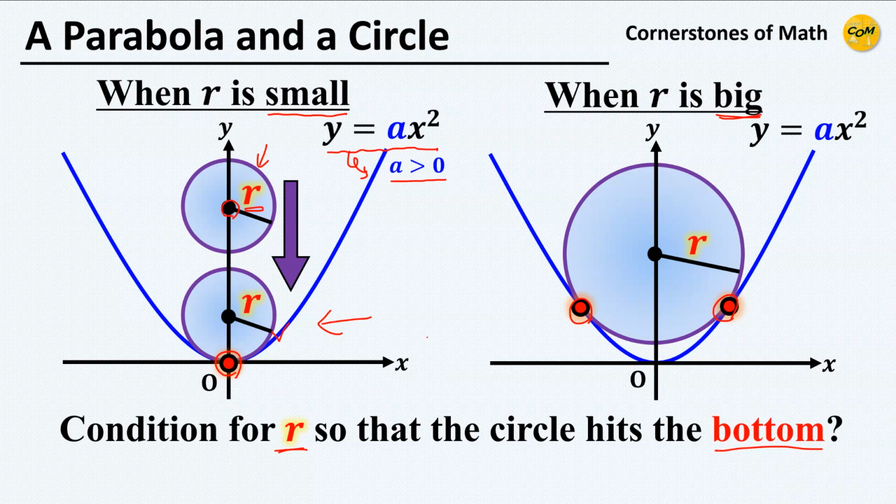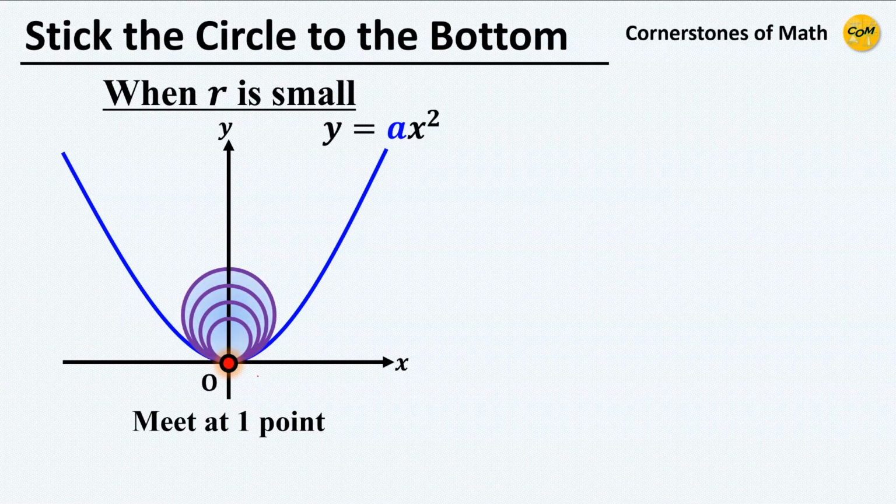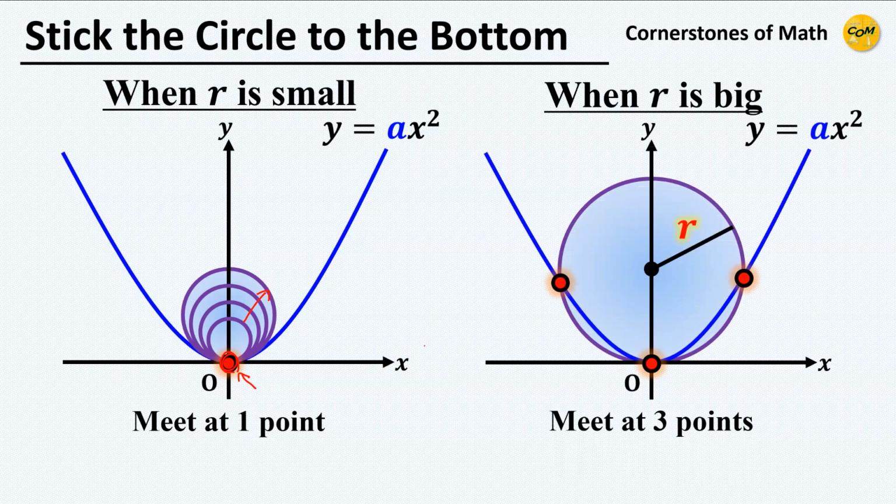Instead of moving the circle along the y-axis, let us just place the circle at the bottom all the time. So the circle always passes the origin (0, 0), and we change the radius of the circle to see what happens. As you can see, when the radius is small, the circle and the parabola meet only at the bottom. But when the radius is big, then the circle and the parabola have no choice but to meet at 3 different points.